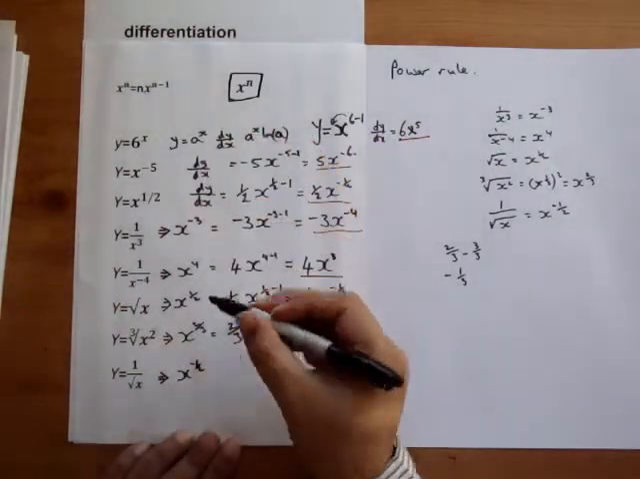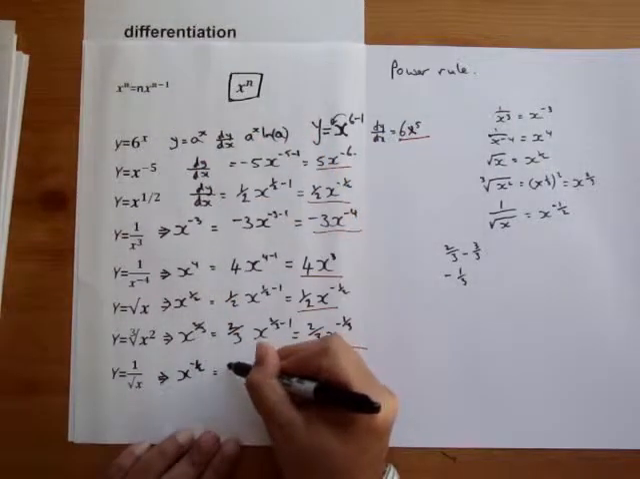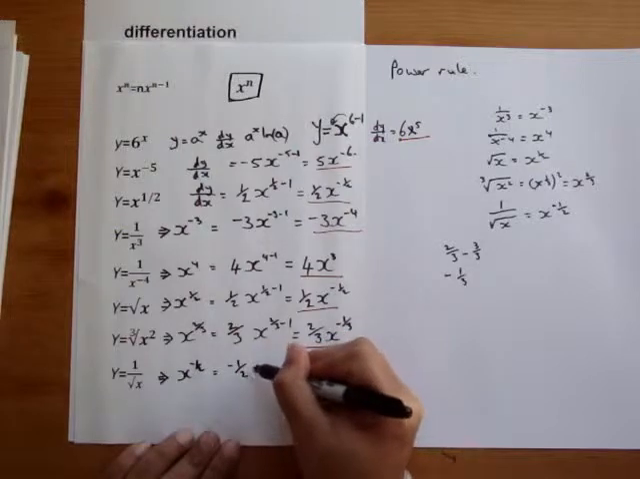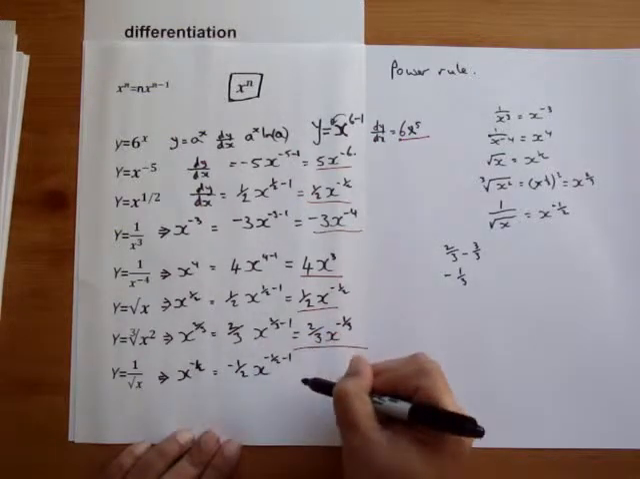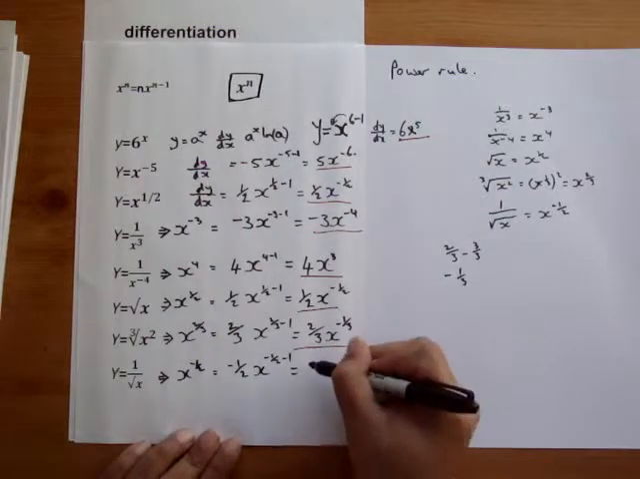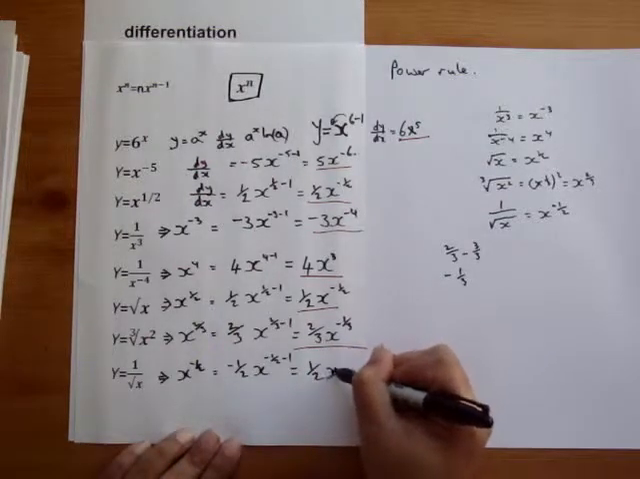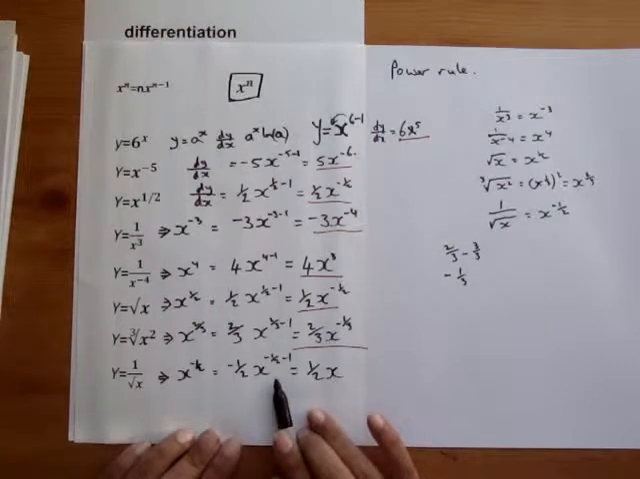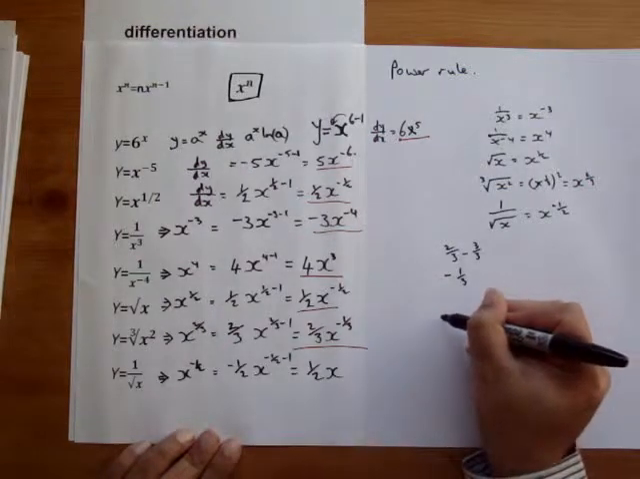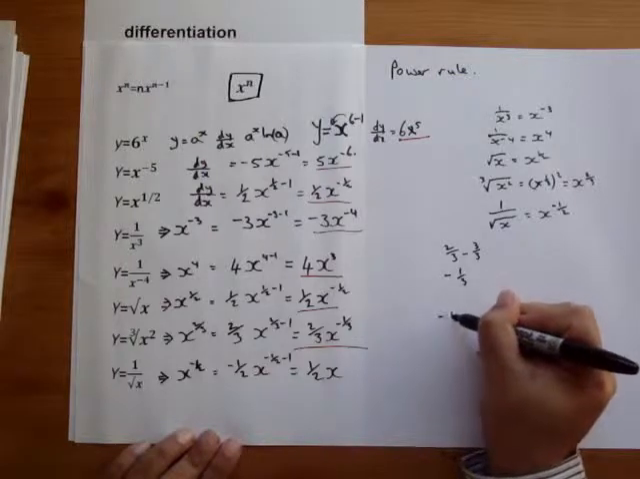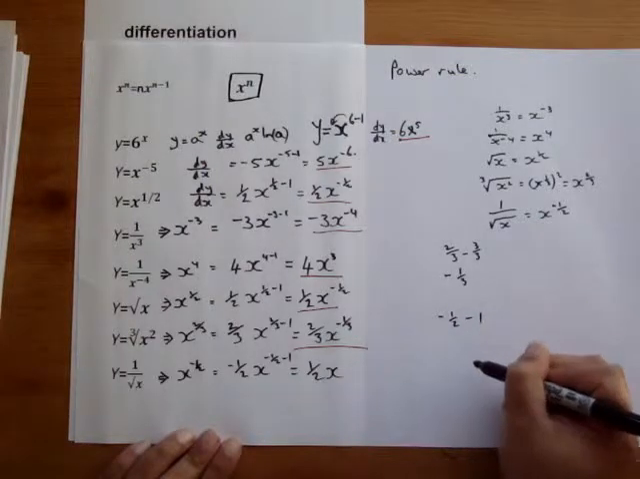Now we can apply the power rule. Bring the minus half down. X to the minus half minus 1 equals minus half x to the minus half minus 1. Some scratch work if we don't know how to do that. So that's minus half minus 1.